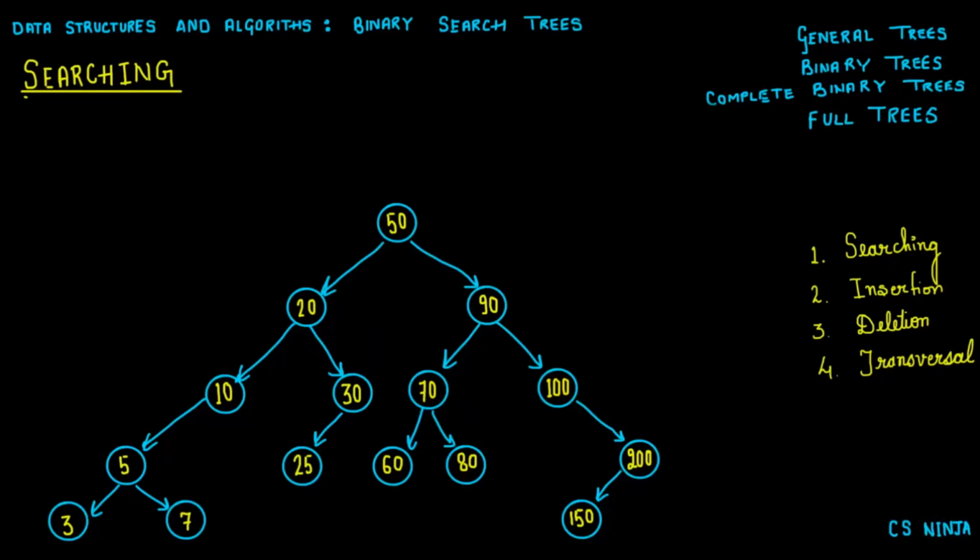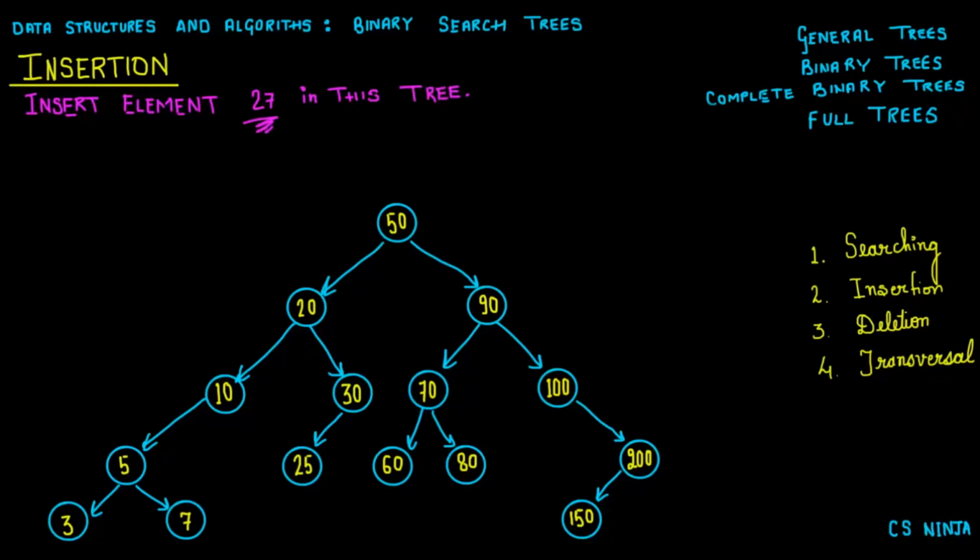Now, it's time to learn insertion in BST. It's an important aspect of any data structure, and let's try to add 27 in this tree. Here's a quick note from my side. Insertion is nothing but searching the right place to insert. So we have to perform the searching first and then do the insertion. So let's start at the root node.